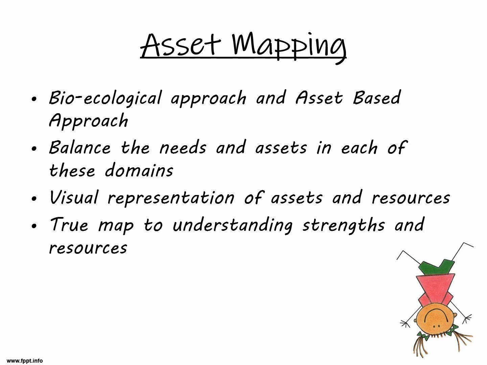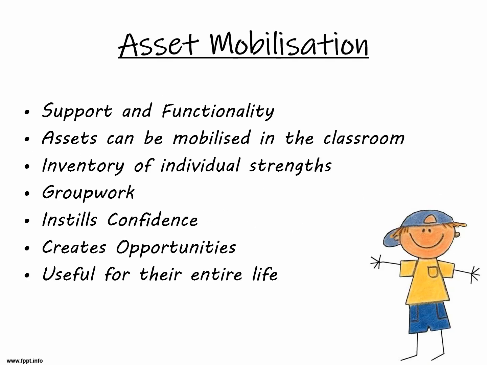Asset mapping. The bio-ecological approach gives an indication of the domains that are thought to influence human development, and the asset-based approach helps us to balance the needs and assets in each of these domains. In order to make use of this, we use asset mapping. Asset mapping is the making of a visual representation of all identified assets and resources within different domains of a person's life. The asset map is a true map to understanding the strengths and resources a person may possess. Assets can be used supportively and functionally in that person's life.